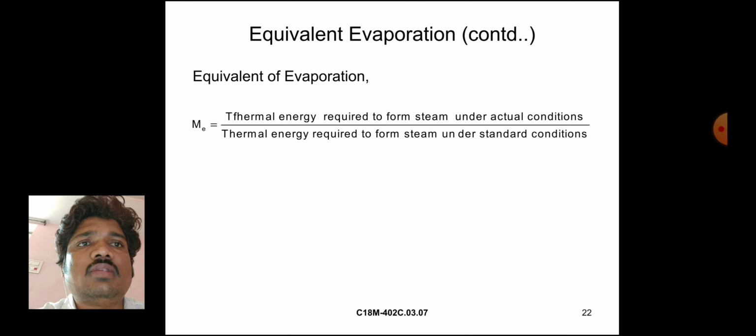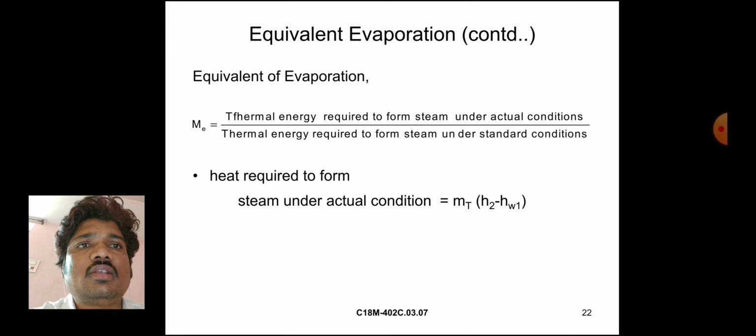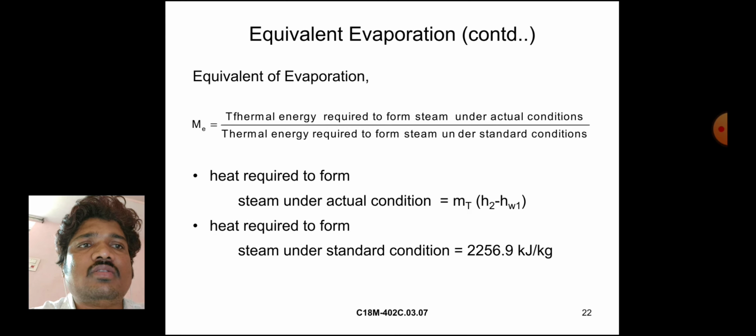Equivalent evaporation, ME, is equal to the thermal energy required to form steam under actual condition divided by the thermal energy required to form steam under standard condition. This ratio is called equivalent evaporation. Heat required to form steam under actual condition is small mt (H2 minus HW1). Heat required under standard condition is 2256.9 kilojoule per kg. ME is equal to MA (H2 minus HW1) by 2256.9.